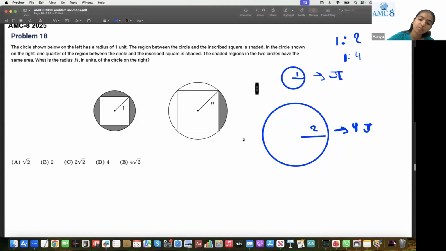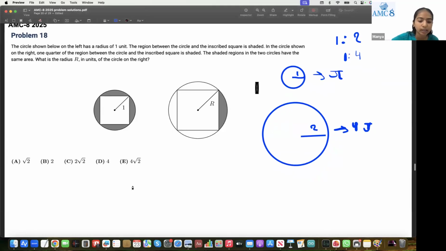Suppose that we have maybe the same thing, except we have a larger circle. Suppose that this could be 2. So we can have another circle. This one can be 2. The radius is 2. Then this one will be equal to 4 pi.